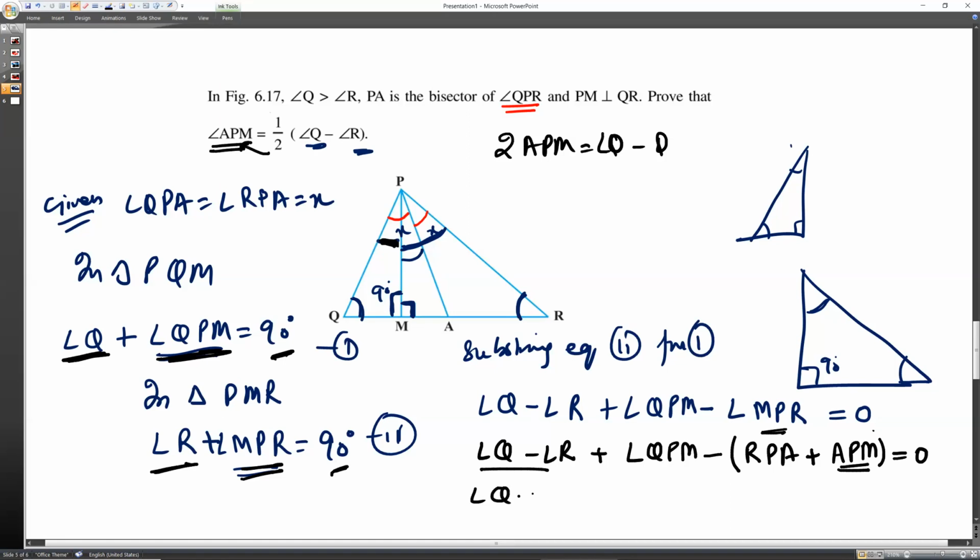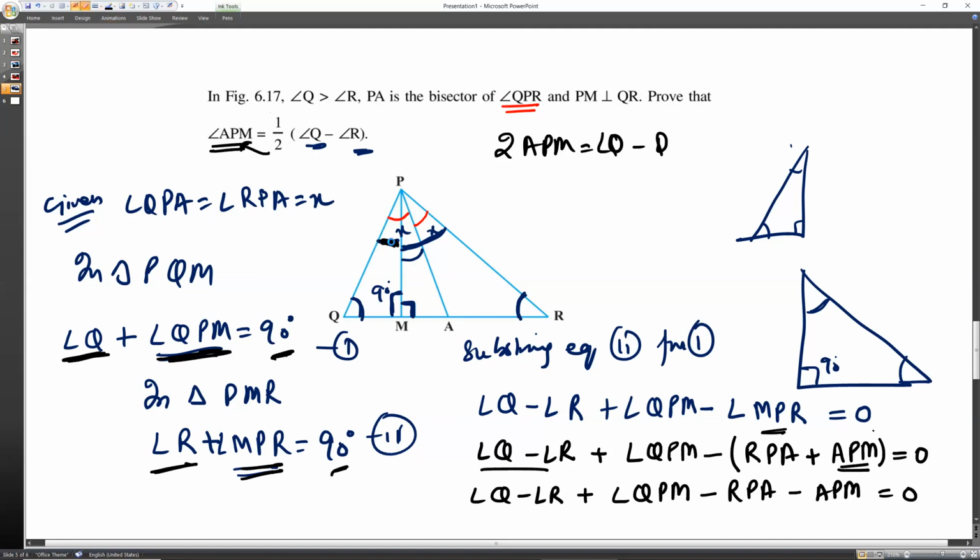So angle Q minus angle R is equal to QPM, write it QPM, minus, this will become minus RPA minus APM, equal to 0. So what you get when you subtract, just listen to me.